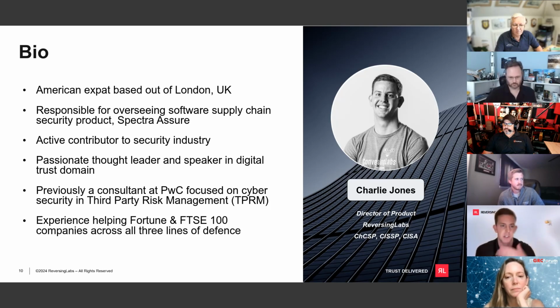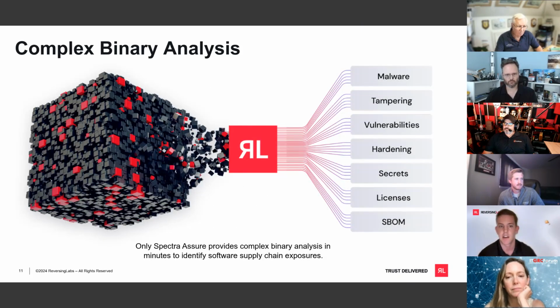And then within the US, you'll see me kind of active in a number of industry working groups covering software supply chain security and SBOM more broadly. And then previously to ReversingLabs, I ran the supply chain security proposition at PwC in the UK. So worked with various kind of Fortune FTSE 100 organizations, predominantly in the financial service space, to design and operationalize very large kind of third-party risk management programs. Enough about me. Let's talk about ReversingLabs.